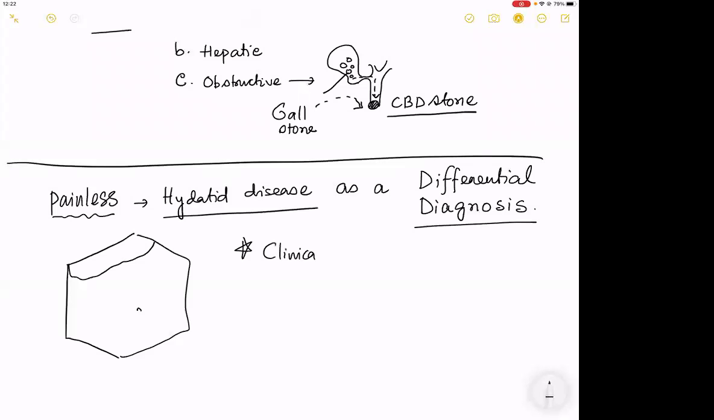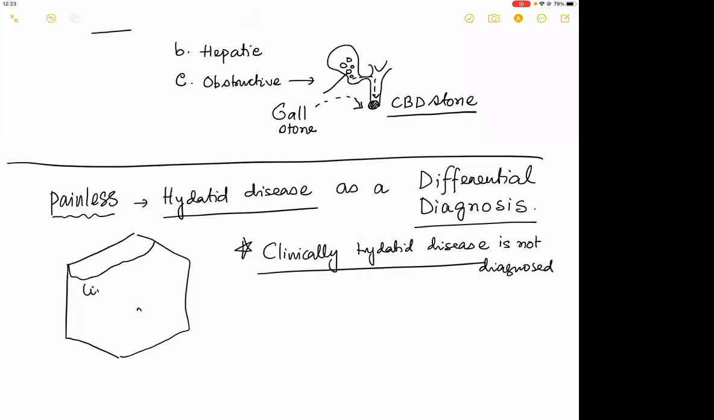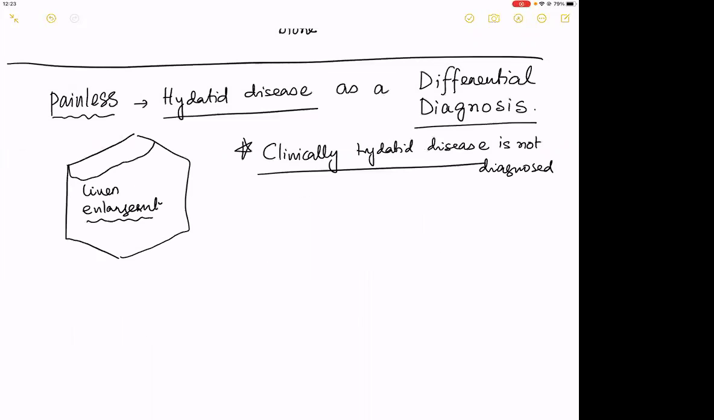Clinically, you will not diagnose hydatid disease. You do not have ultrasound in your hand. Clinically, hydatid disease is not diagnosed. What is the clinical finding? It is a liver enlargement, which is a painless liver enlargement. Please remember this part. Even if the resident or the PGT is telling you the diagnosis is hydatid, in the exam, do not fall in that trap. Do not fall in that trap.